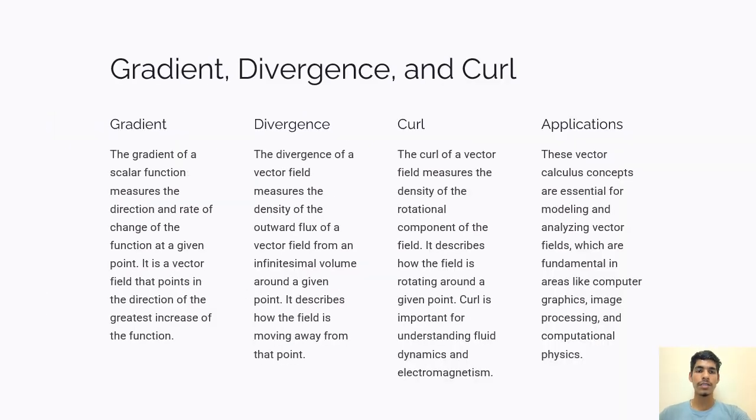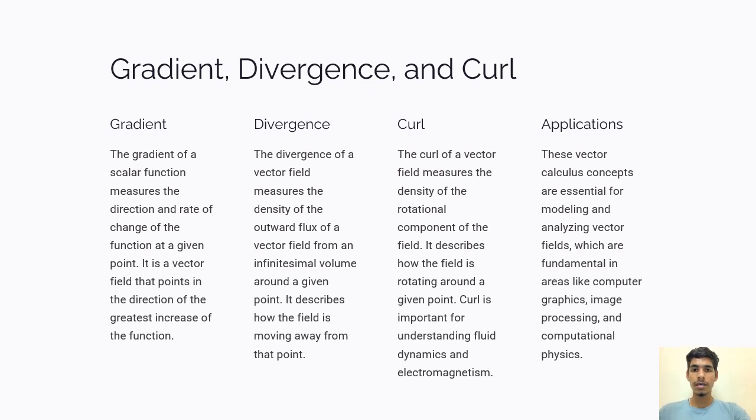Next, the main part of vector calculus is gradient, divergence, and curl. These three topics are majorly covered in our syllabus and in many questions. Like, what is gradient? The gradient of a scalar function measures the direction and rate of change of the function at a given point. It is a vector field that points in the direction of the greatest increase of the function, while the divergence of a vector field measures the density of the outward flux of a vector field from an infinitesimal volume around a given point. It describes how the field is moving away from that point.